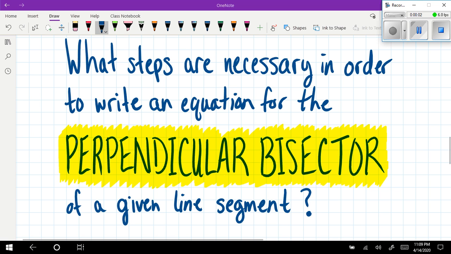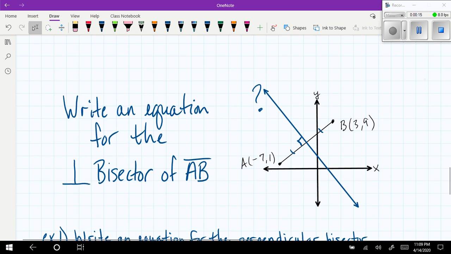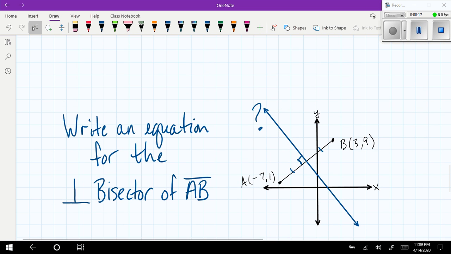Hello everybody. Today we're going to determine what steps are necessary in order to write an equation for the perpendicular bisector of a given line segment. Let's start off with a little bit of a picture here. Your direction is to write an equation for the perpendicular bisector of AB.